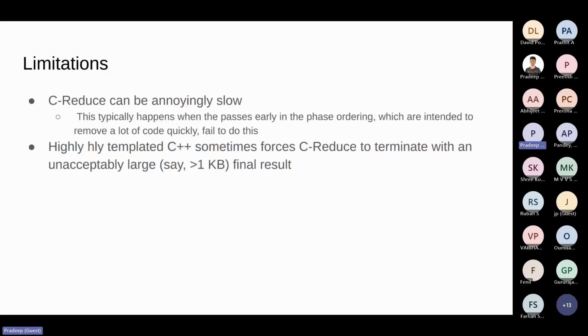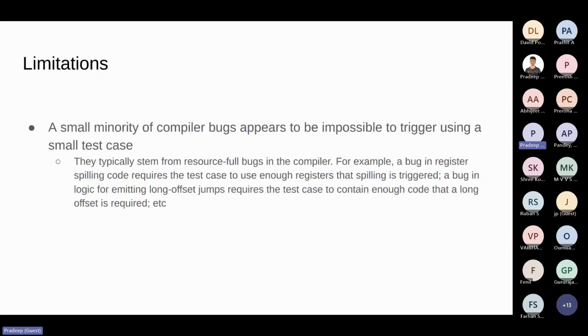So there are cases where highly templated C++ sometimes forces C-reduce to terminate with an unexpectedly large code. Debugging templates is very hard, and C-reduce is also the one that suffers from it. A small minority of compiler bugs appear to be impossible to trigger using a small test case. So there are some cases where it's not able to reduce further because those are limited by the nature of the compiler itself.